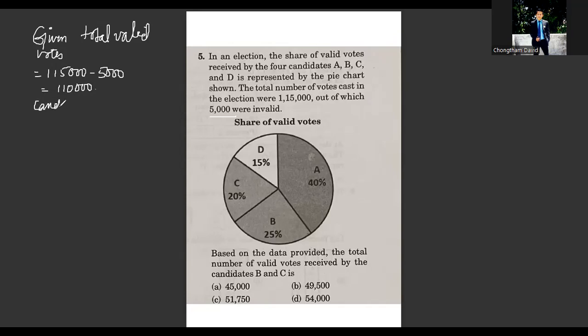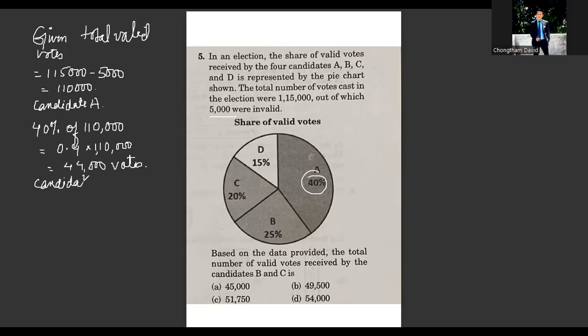Let us check for the first candidate A. According to the pie chart, candidate A is 40%. So 40% of 1,10,000 is equal to 0.4 times 1,10,000. So the answer is 44,000 votes. This percentage can be converted to the number of total votes for A.